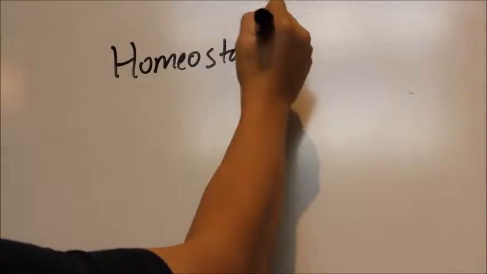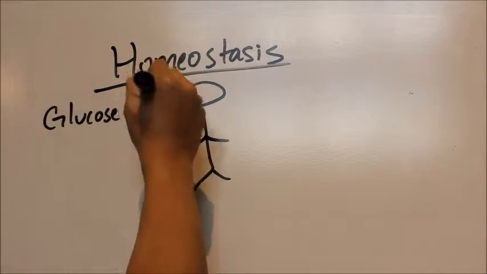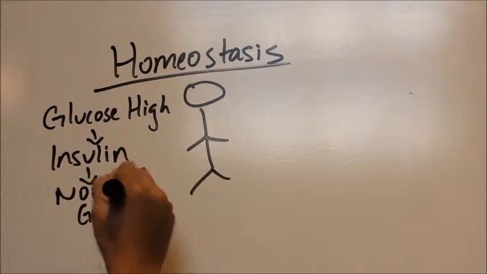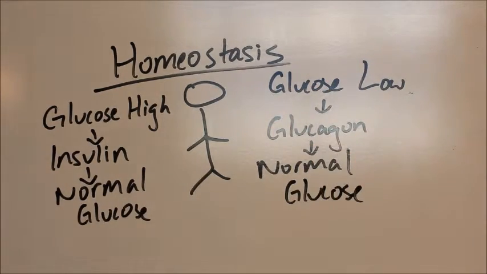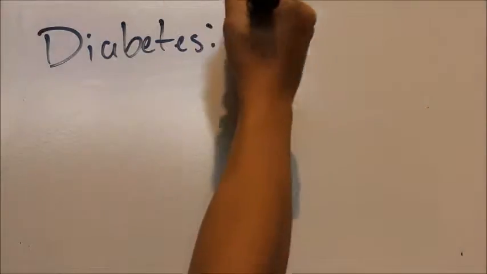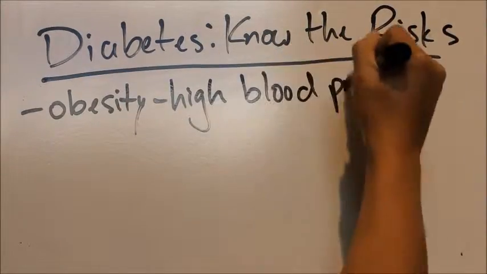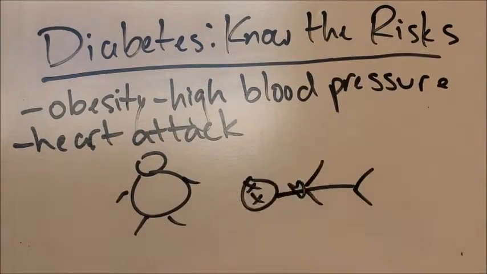Insulin and glucagon work in an antagonistic pair to maintain glucose levels in the bloodstream. When glucose is high, insulin lowers it to normal, and when glucose is low, glucagon raises it to normal. However, when these hormones, especially insulin, do not function properly, it leads to complications like diabetes. Diabetes can lead to many complications such as obesity, high blood pressure, and even heart attacks.